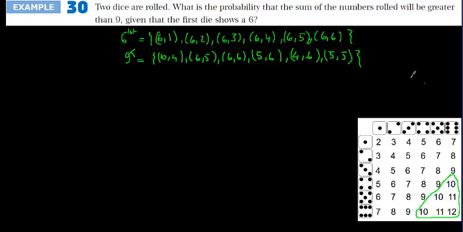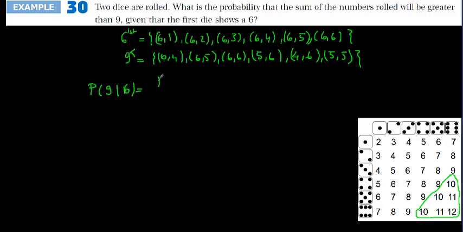Now there are two sets. The first one is the first die showing 6. The second set is where the sum is greater than 9, and we are looking for the probability of the sum being greater than 9, given that the first die is 6.